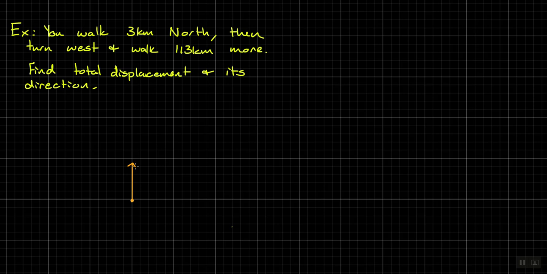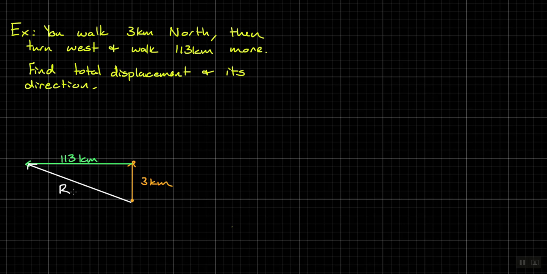How far is this? 3 kilometers. Love it. That's part 1 of my trip. I then start here and I go 113, which again, not to scale, to the west. I'm going to change colors so we can talk about them separately. And then my total displacement is this guy. Now, there's a couple interesting things that are going to happen with this. I'm going to call this R, capital R, for my resultant, because I'm just adding 2 vectors.